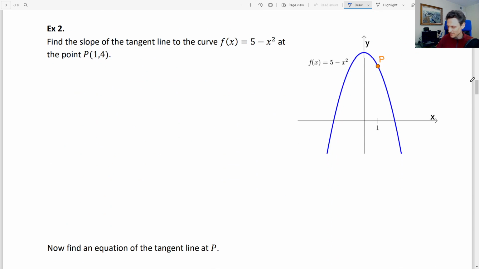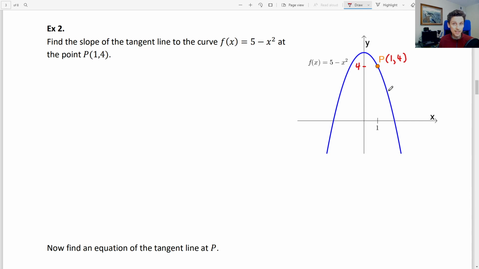Let's mosey on down to example 2. Here we're asked to find the slope of the tangent line to the curve f of x equals 5 minus x squared at the point P of 1, 4. And on the right, there's a picture of 5 minus x squared drawn, and the point P is there. It's 1, 4. So if you had to put a little y scale, that would be 4 right there. So P is 1, 4.